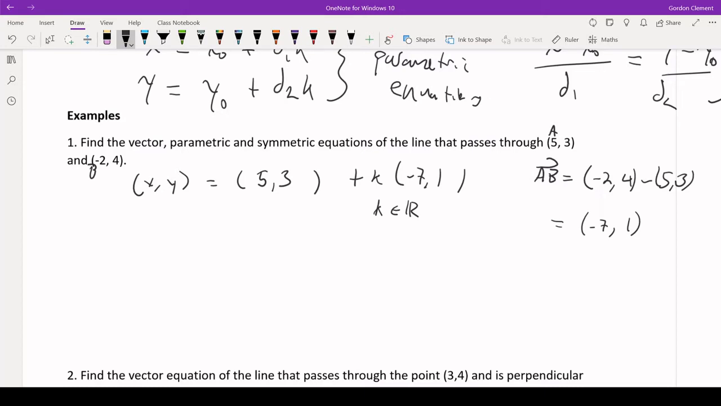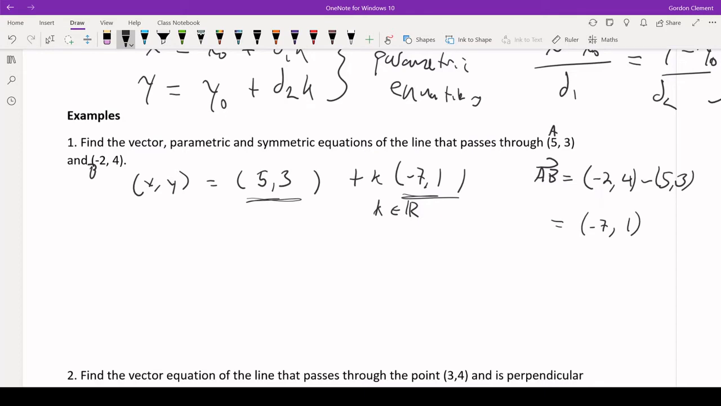So I could do positive 7, negative 1. I could do positive 14, negative 2, so on and so forth. So you can stretch this vector in any way. So that's how that direction vector can change, and you'd still have the same line. And this could be any point on the line. So 5, 3, or minus 2, 4. You could use any point on the line, but those are the 2 most obvious choices.